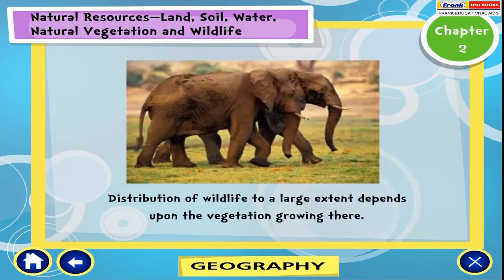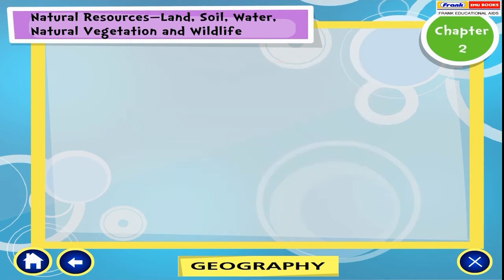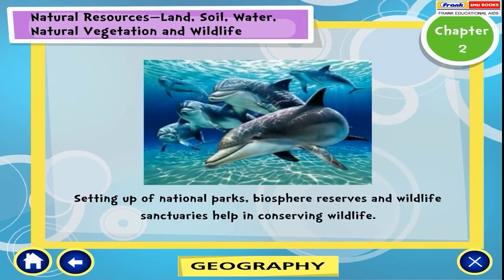Distribution of wildlife to a large extent depends upon the vegetation growing there. Setting up of national parks, biosphere reserves, and wildlife sanctuaries help in conserving wildlife.